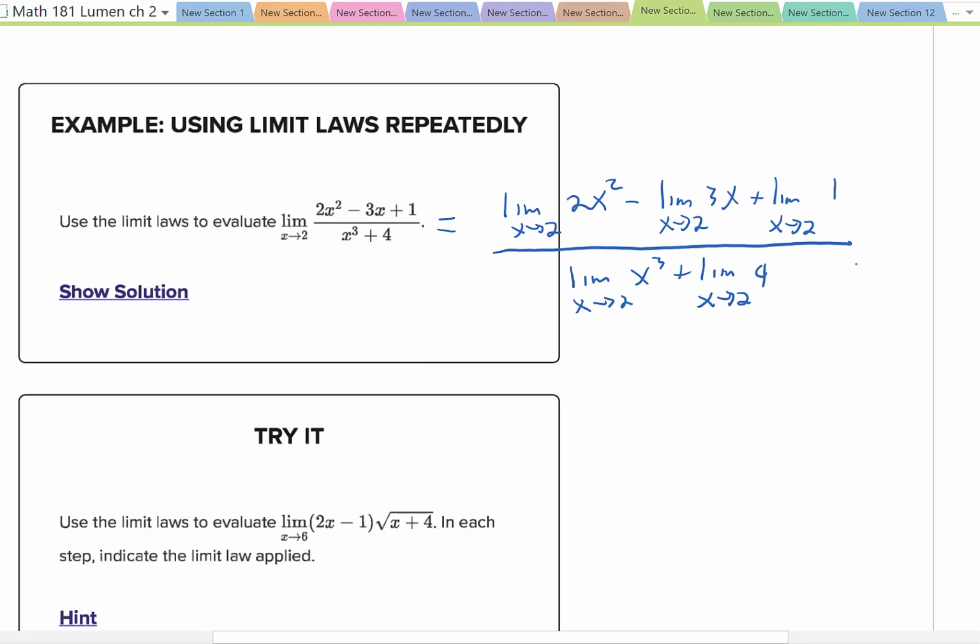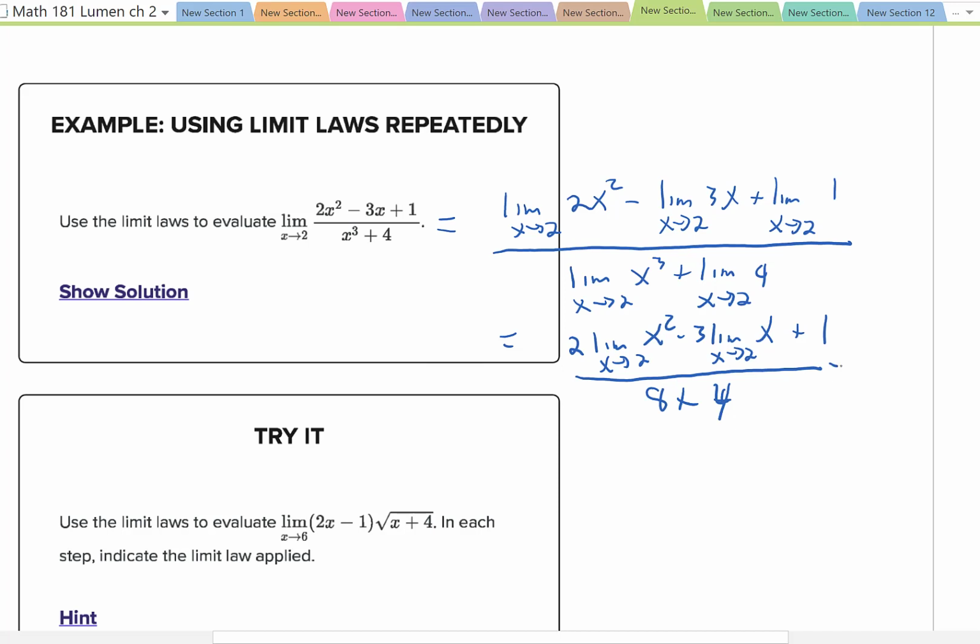So we can play with this a little bit longer if you want to drag this out. That's 2 times the limit as x approaches 2 of x squared, minus 3 times the limit as x approaches 2 of x, plus the limit as x approaches 2 of 1, which is just 1, over, and then that one I can actually plug in now. That's going to just be 2 cubed, so 8, plus the limit of 4 as x approaches 2, which is just going to be 4.